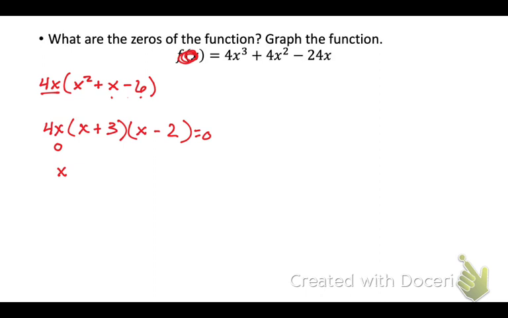We have x plus 3 equals 0. What do you got? -3. And you have x minus 2 is equal to 0. So what do you got? 2. So x equals, smallest to largest, -3, 0, 2.